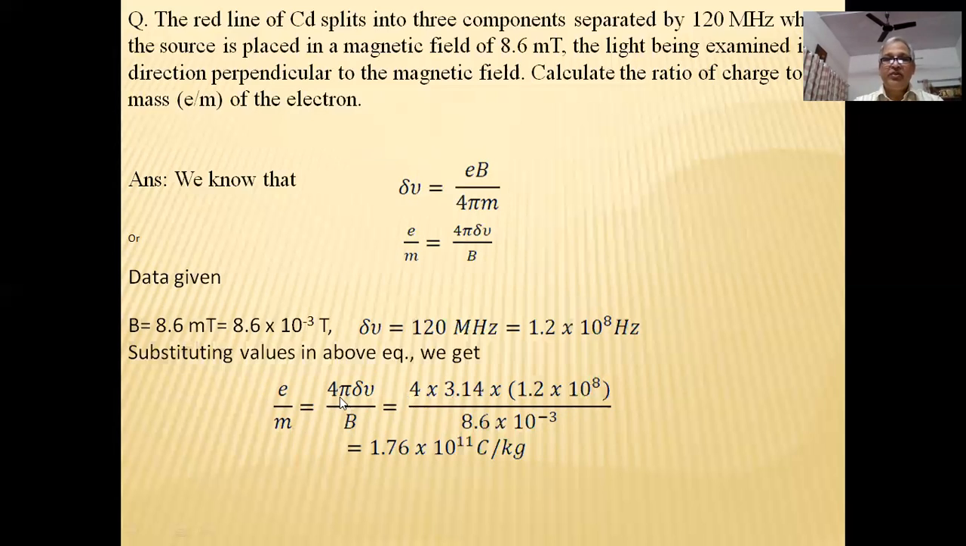4 into the value of pi, which is 3.14, into delta nu equal to 1.2 into 10 to the power 8, and the value of B is 8.6 into 10 to the power minus 3 Tesla. We substitute and solve this, we get the value of e by m equal to 1.76 into 10 to the power 11 coulomb per kg.